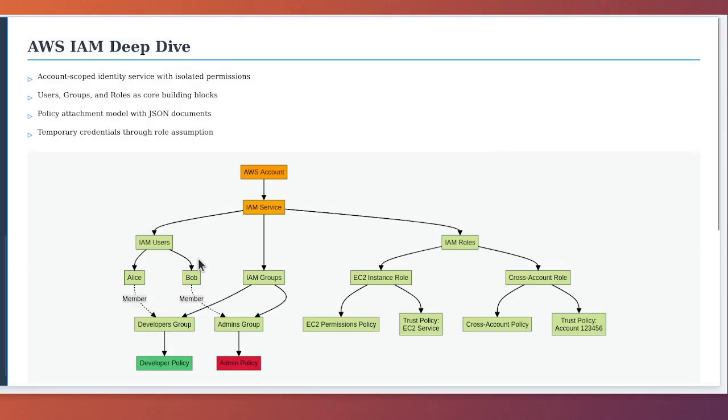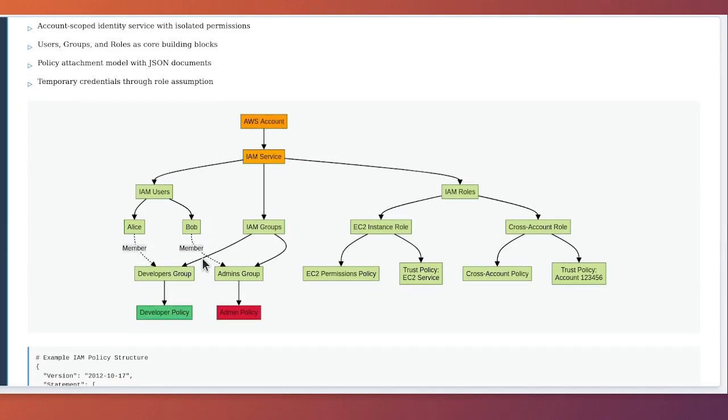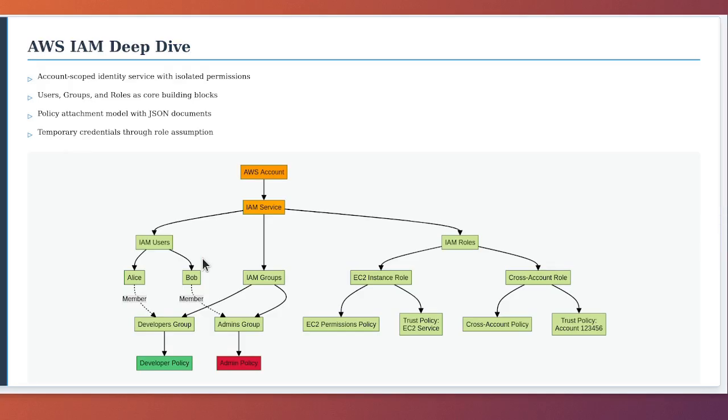AWS IAM Deep Dive. Before we dive into Azure specifics, let's ensure we have a solid understanding of AWS IAM's structure. This serves as our reference point for comparison. At the top level, you have an AWS account, identified by a unique account ID. Within this account, the IAM service manages all identities and policies.